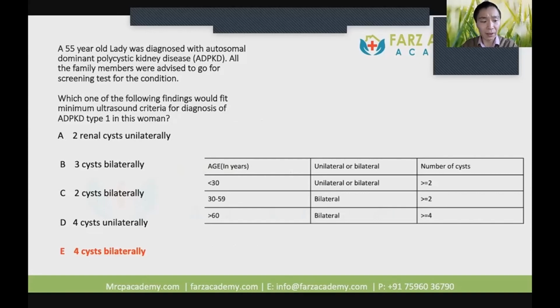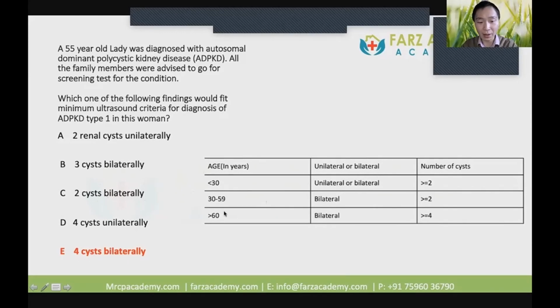Essentially, what you have here is ultrasound diagnostic criteria for adult polycystic kidney disease. And this really relates to at what age you screen patients and the number of cysts you pick up according to the age. So someone in this age bracket, who is 55, will need to have 4 cysts bilaterally in order to fit the diagnostic criteria. So notice the number of cysts is important, as well as whether it's unilateral or bilateral.